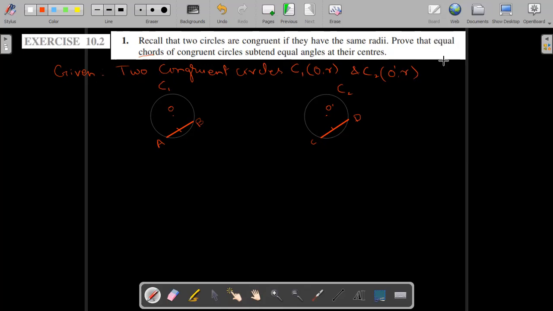It is given that two congruent circles are such that their chords are equal. That is, AB is equal to CD.